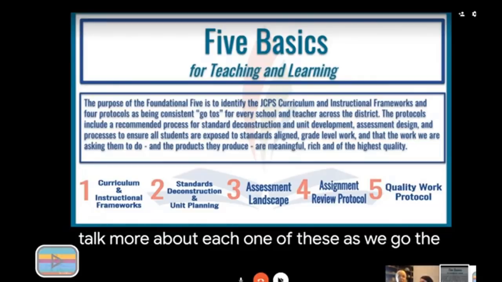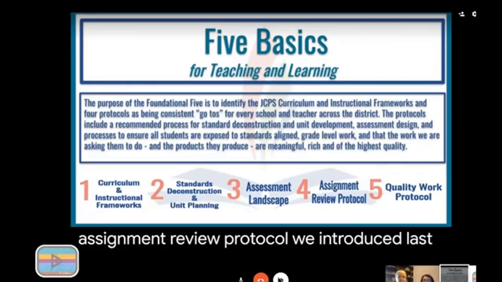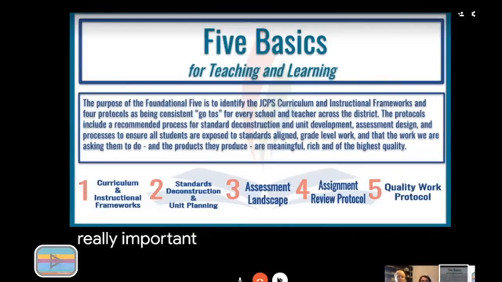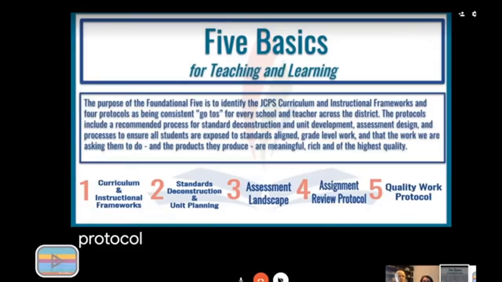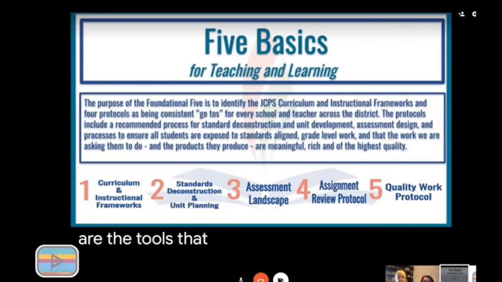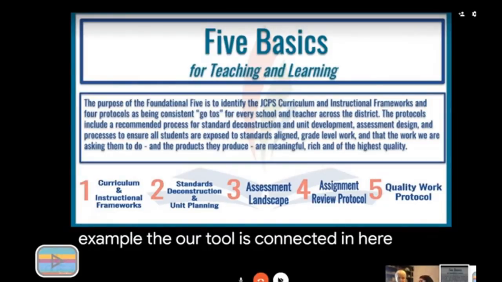The assignment review protocol we introduced last year, and I know your assistant superintendents and EAs introduced that to you. We're going to be doing a lot more work with that this year. It's a really important tool. And then the quality work protocol. So when teachers are planning together in those collaborative team PLCs, these are the tools that they should be looking at and using. There are others that should be there as well that are connected to these. So, for example, the R tool is connected in here several times, in fact. These are just like the skeleton, really, for teaching and learning. Very, very basic.